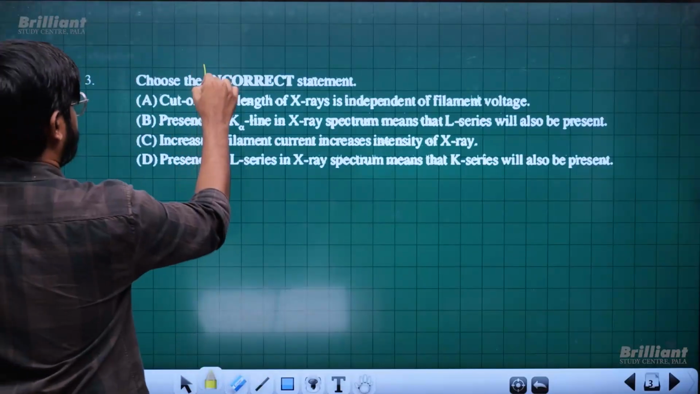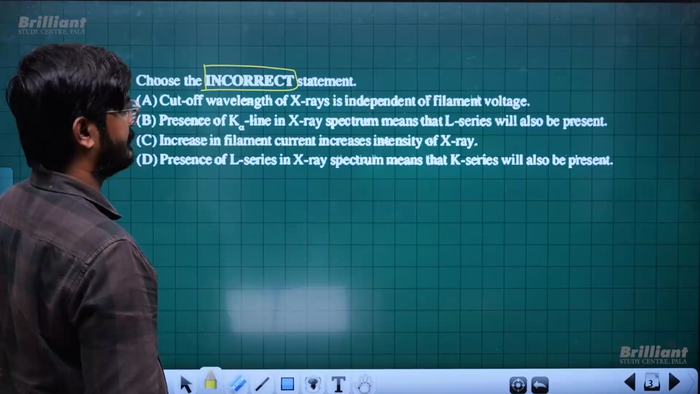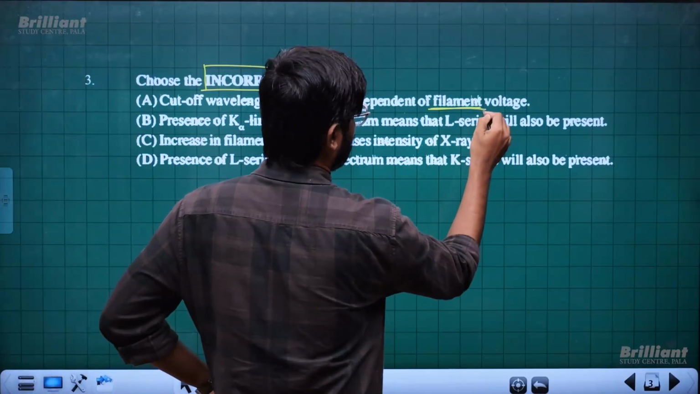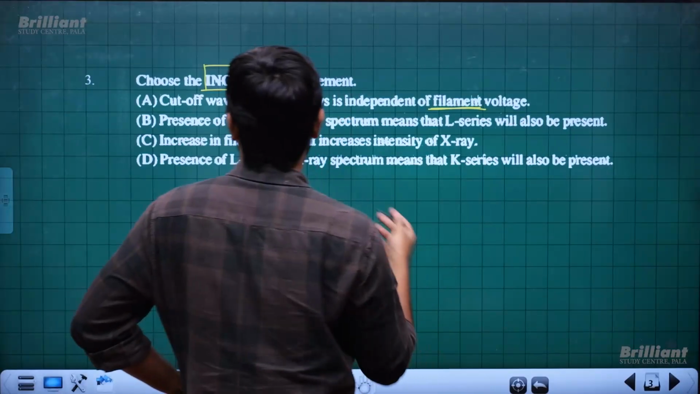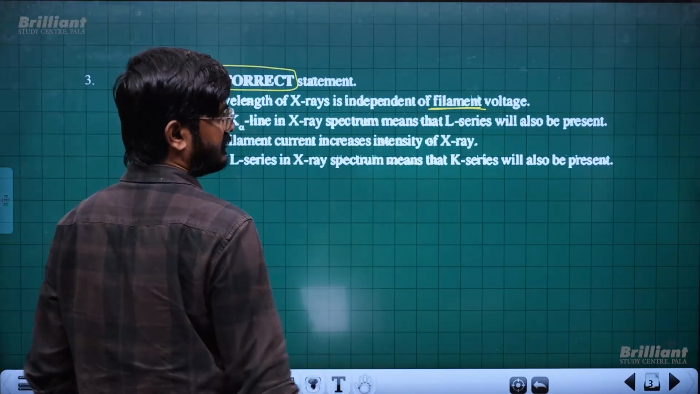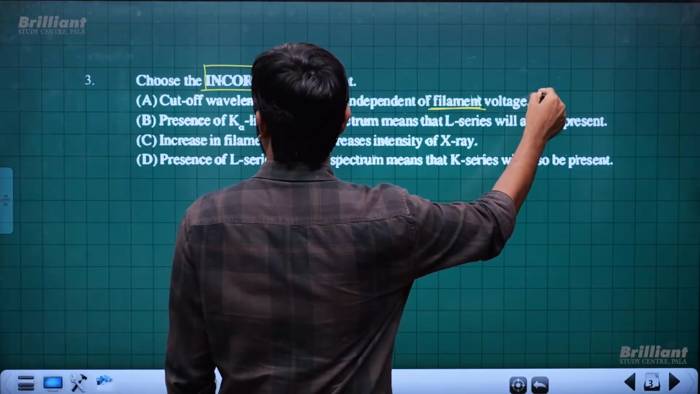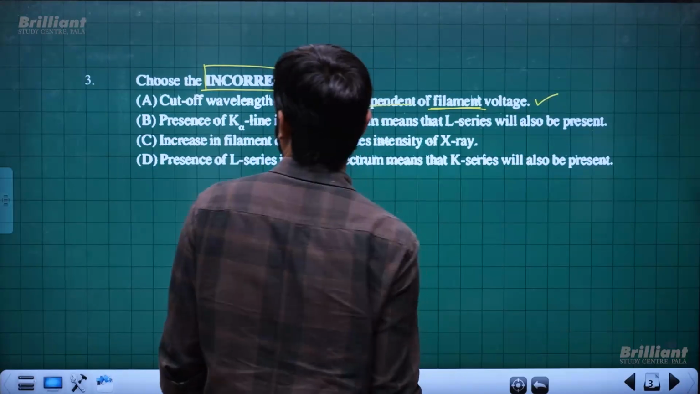They were asking for the incorrect statement. The cutoff wavelength of X-rays is independent of filament voltage. The filament is something you will be heating, and the number of electrons coming out depends on the filament voltage. The cutoff wavelength depends on the potential difference you apply across the anode and cathode. So independent is correct.